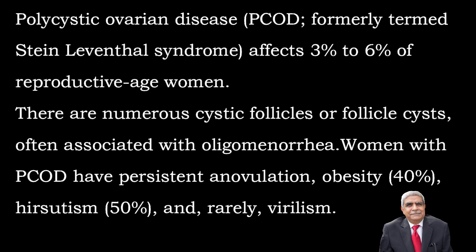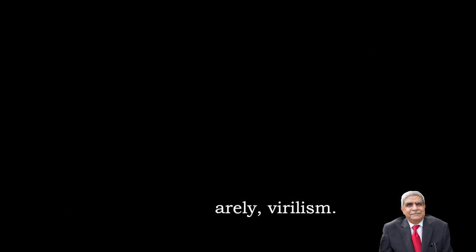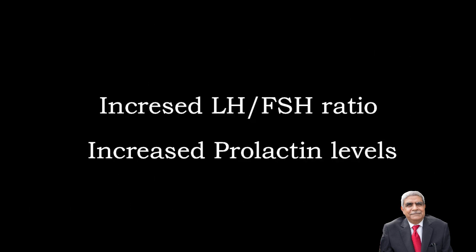They are obese. Hirsutism is seen in 50% of the cases. Rarely virilism is seen, and it's an important cause of infertility. Most of the females show an increased LH-FSH ratio, and in a few cases there is an increased level of prolactin.